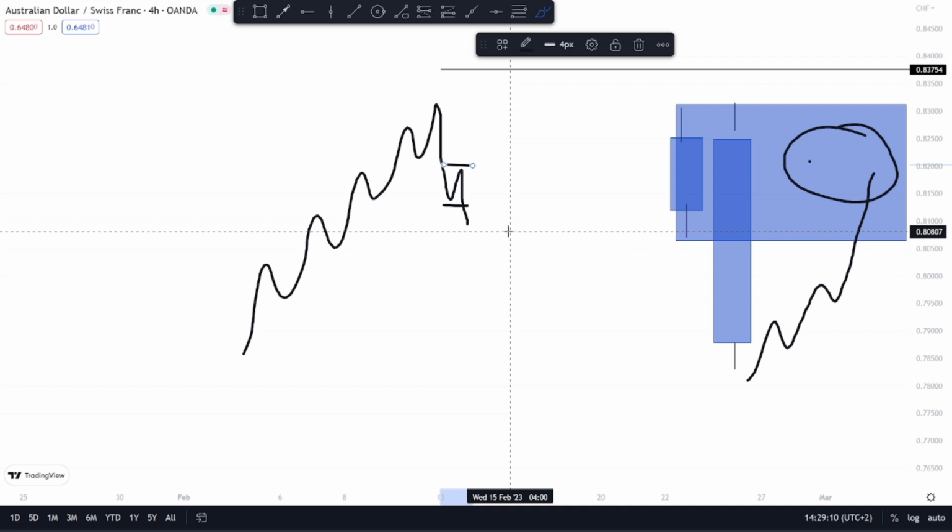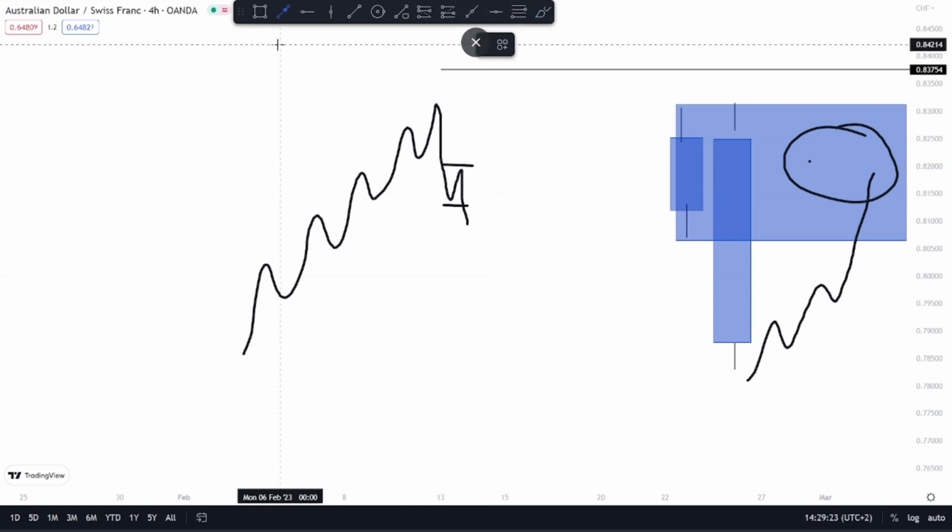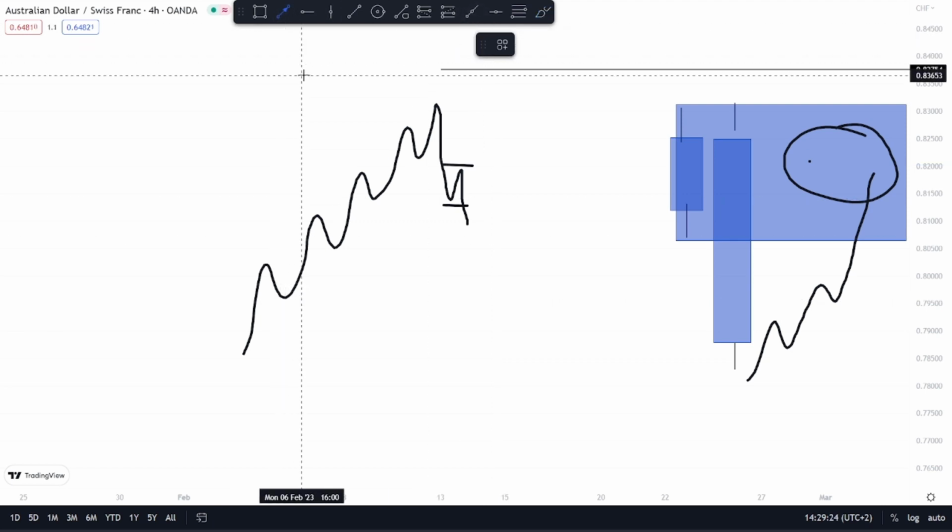Now that I showed you guys how to correctly identify your order blocks within the market, let's look at how you would actually grow a small account using the smart money concept. And to do this, I want us to actually go to a real chart so that I can show you guys how to go about doing this.